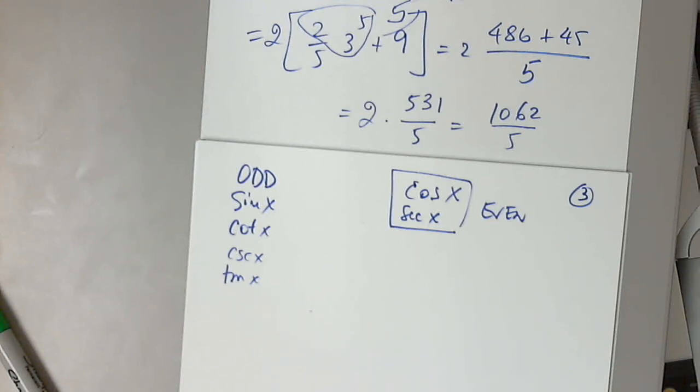Right? Because this is x cubed. If I square x cubed, I get x to the 6th, which is even. Right. So this is tangent. But if I square tangent, I get tangent squared, which becomes even. Very good. Okay. Next question.